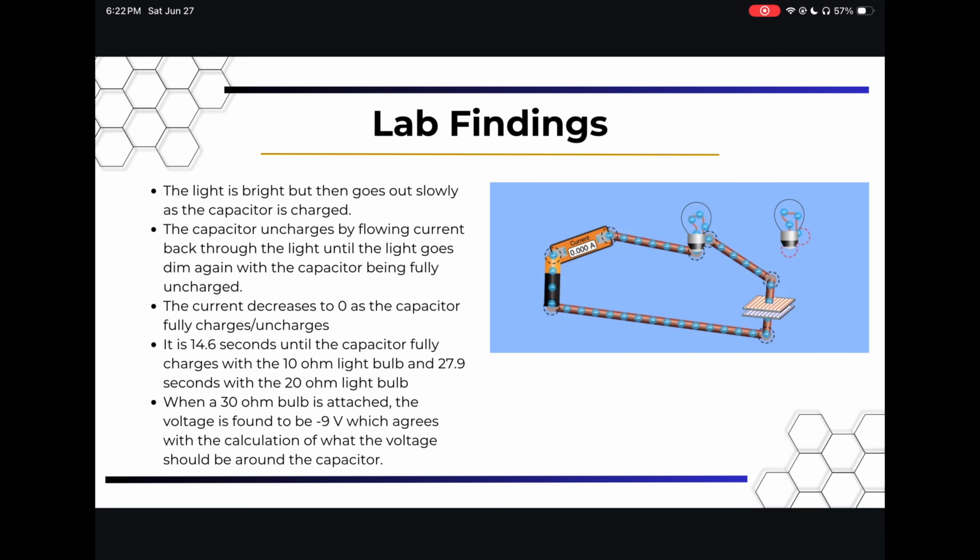And then it is 14.6 seconds until the capacitor is fully charged with the 10 ohm light bulb, and then 27.9 seconds with the 20 ohm light bulb, which in particular has a lot of error in it, I'm sure. The last part asked us to calculate the predicted potential difference across the capacitor with a 30 ohm light bulb, which was found to be negative 9 volts, which agrees with the calculation of what the voltage should be around the capacitor. There's no code in this lab.